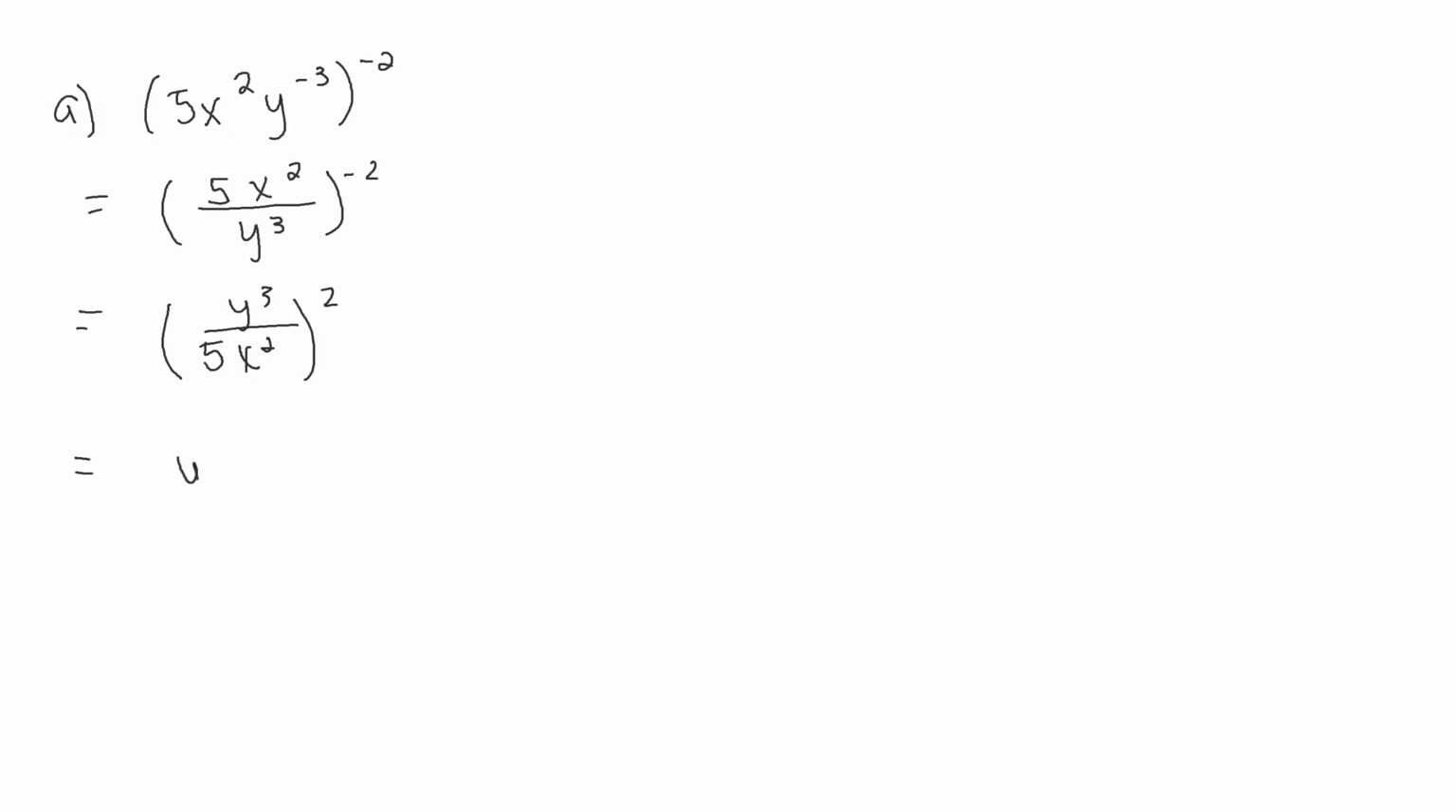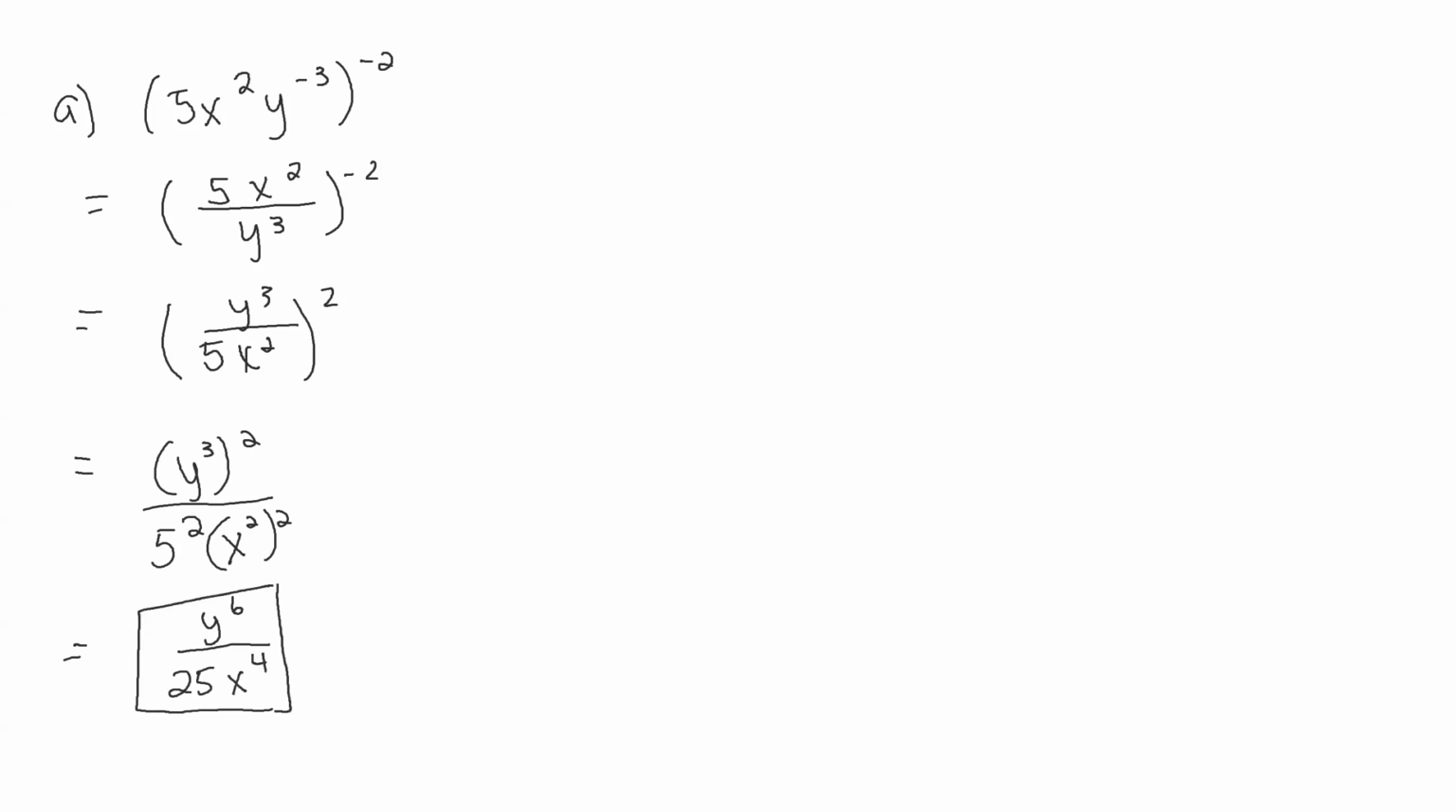So this is going to be y cubed squared over 5 squared and then x squared squared. Well, y cubed squared is just y to the 6th. 5 squared is 25. X squared squared is x to the 4th. And that's it. Okay, let's try another one kind of like that.